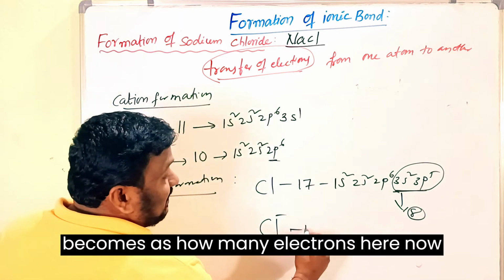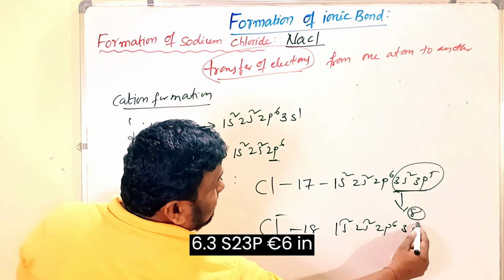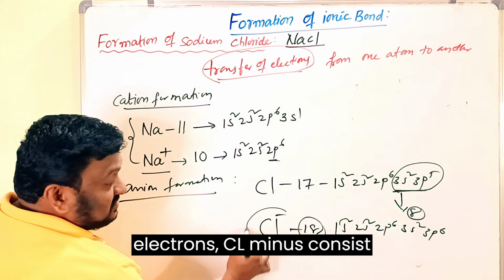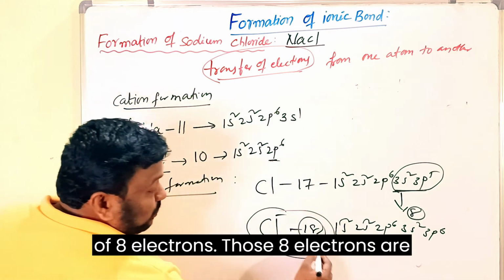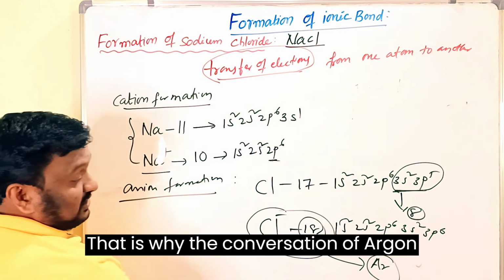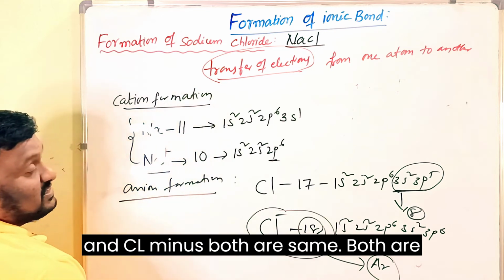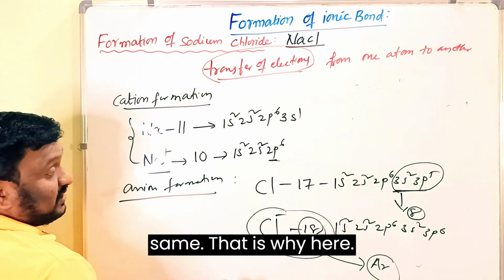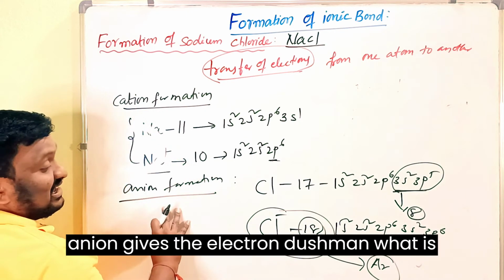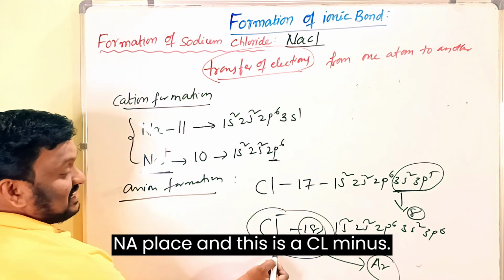Now how many electrons are there here? 1s2, 2s2, 2p6, 3s2, 3p6. Here how many electrons? Cl minus consists of 18 electrons. Those 18 electrons are nothing but the atomic number of argon. That's why the configuration of argon and Cl minus are both the same. That's why here Na cation loses the electron and anion gains the electron. That means here, Na plus, and this is the Cl minus.